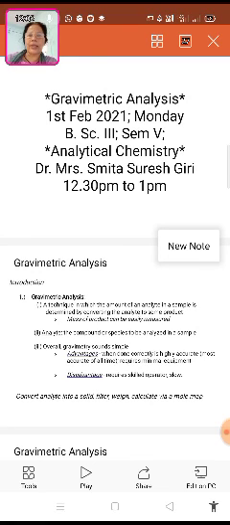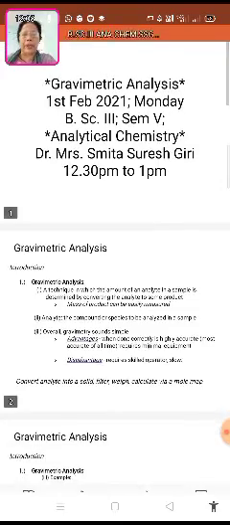Gravimetric analysis is a technique in which the amount of an analyte in a sample is determined by converting the analyte to some product whose mass can be easily measured. Remember again, the analyte means the compound or species to be analyzed in a sample.